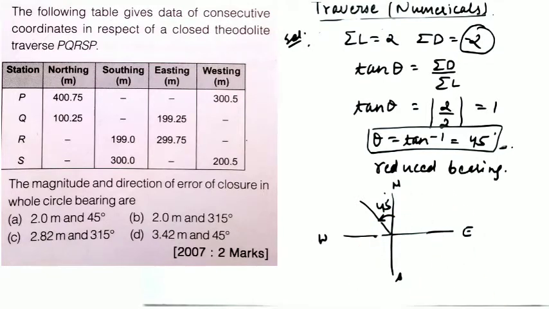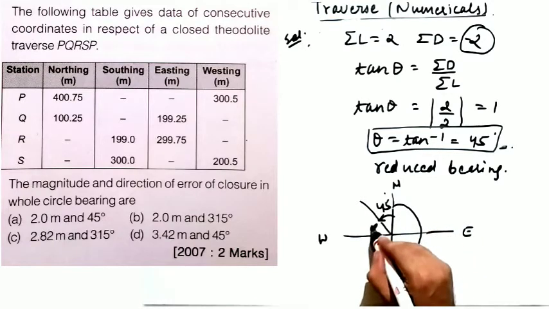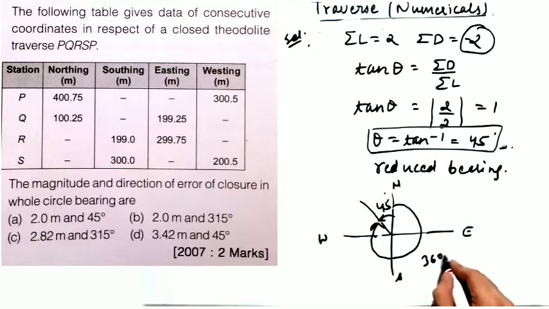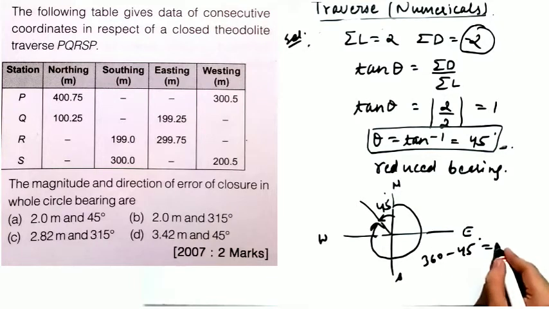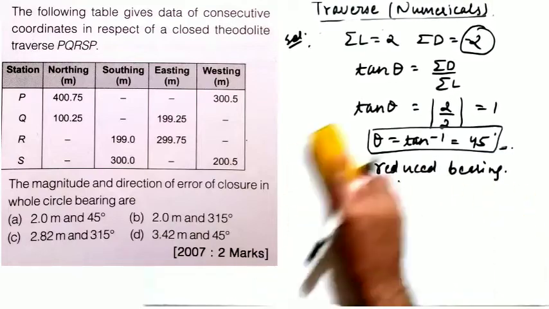But you are asked to calculate the WCB. How will you calculate the WCB? This will be the WCB for you. So this will be 360 degree minus 45 degree, and this will be equal to 315 degree. So this is the WCB that is asked in the question. I hope it is now clear. Now moving to the next question.